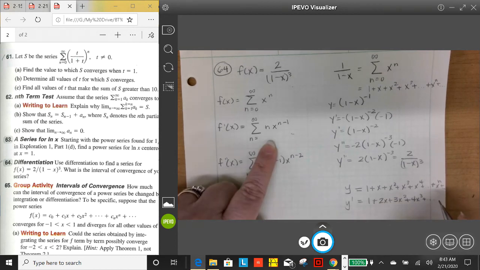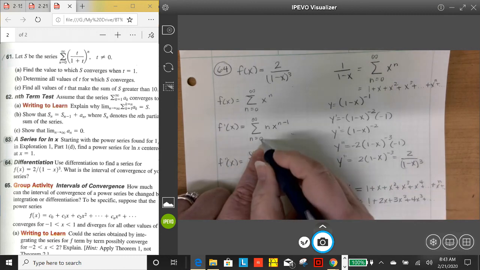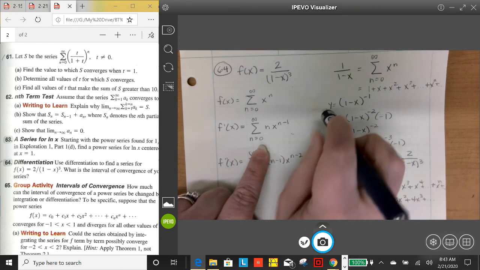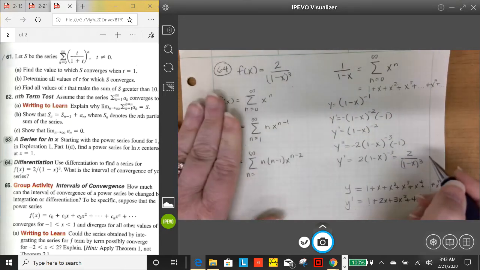Which matches what we would expect here. But a sub 1 here is 1. But if I let n start at 0 here, then the n gets wiped out here. So I need to have the n start at 1. Then let's see what happens if I let n start at 1.